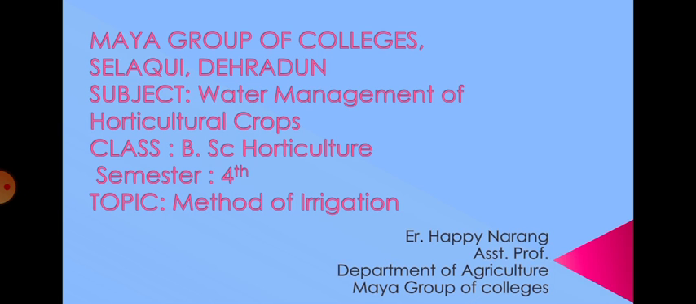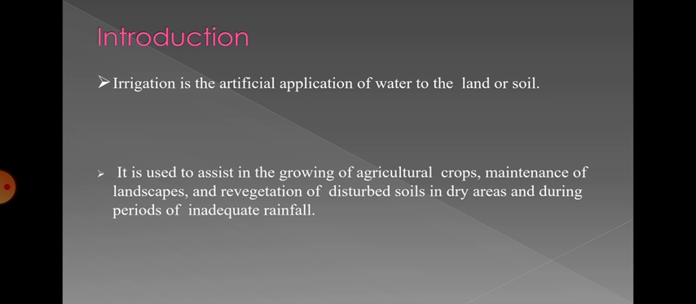Continuing with yesterday's topic, methods of irrigation, we will be discussing sprinkler irrigation today. As we already know, irrigation is the artificial application of water to the land or soil, and it is used to assist in the growing of agricultural crops, maintenance of landscapes, and revegetation of disturbed soils in dry areas and during periods of inadequate rainfall.